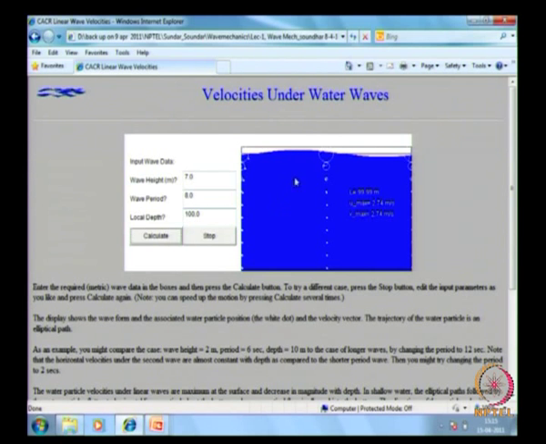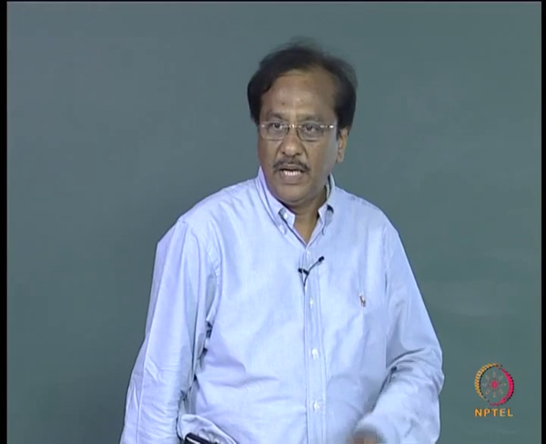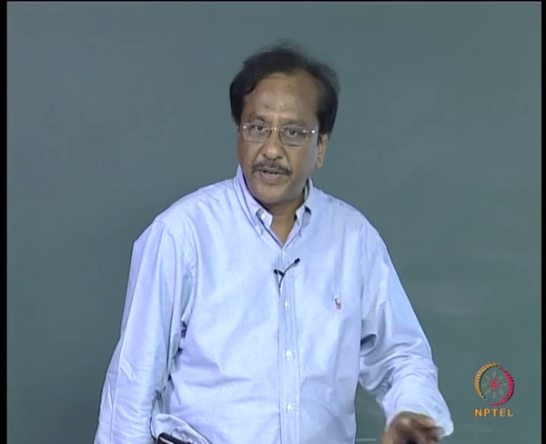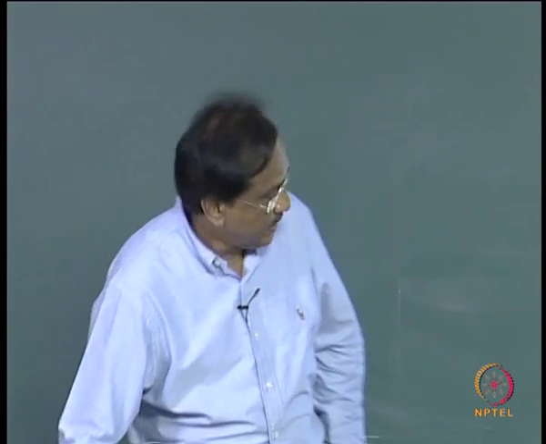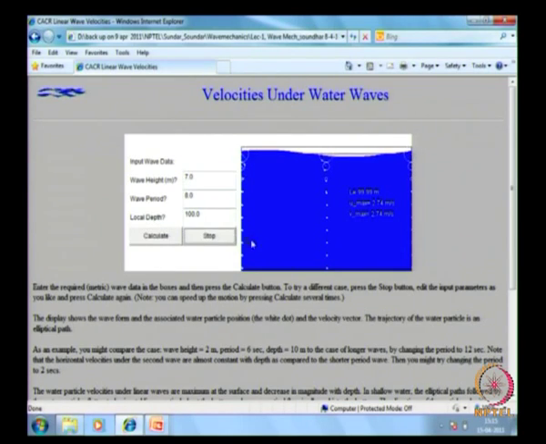So deep water conditions, the size of the orbit will continue to reduce as you go down towards the seabed, and it is almost negligible, you see here. So this is how the particles will be moving under the waves when it is propagating in deep waters. So now let us change the parameters in such a way, let us try to simulate wave in intermediate water depth conditions.